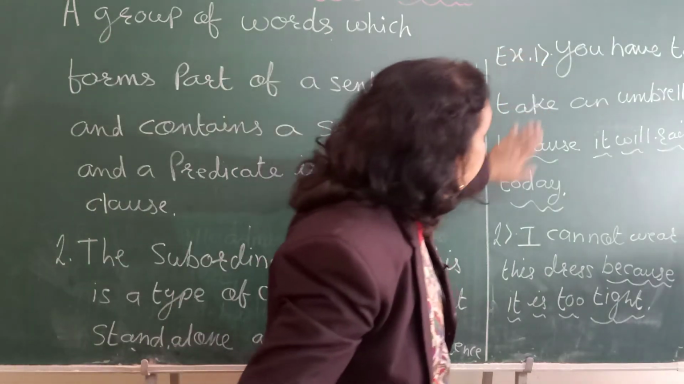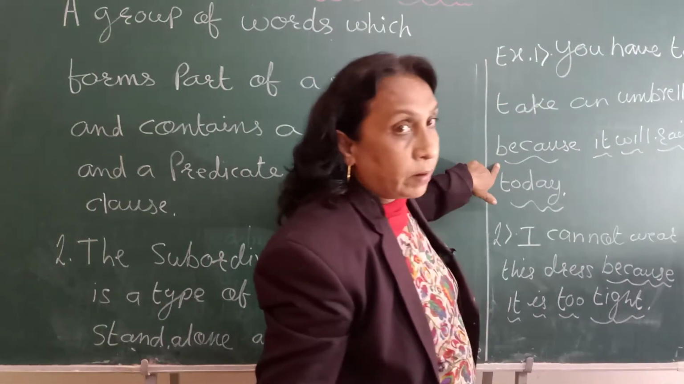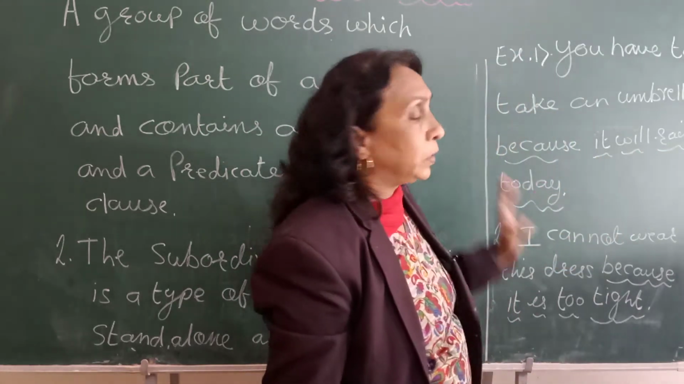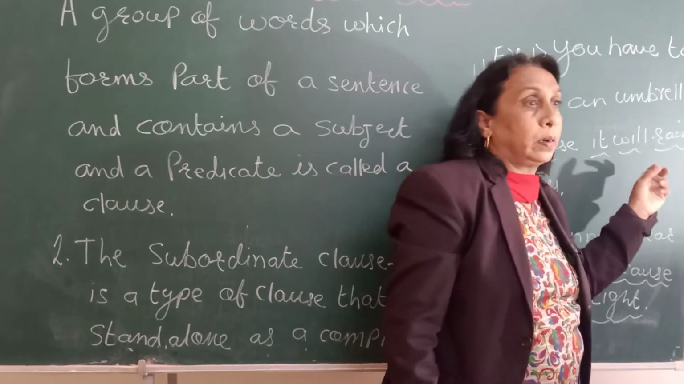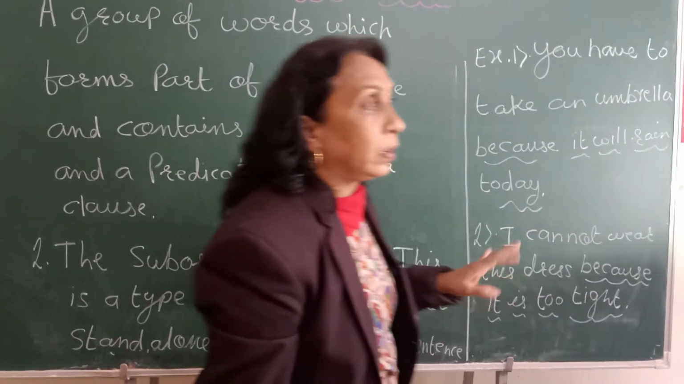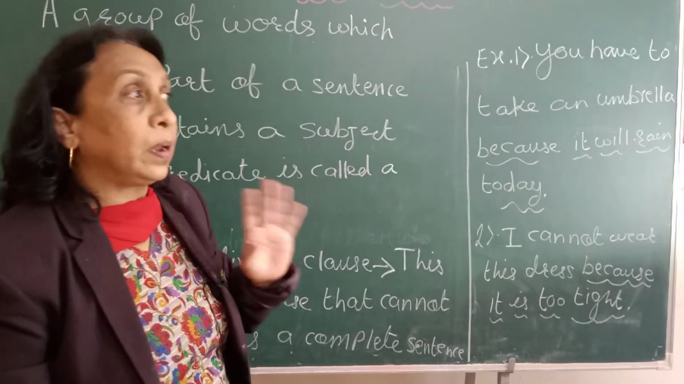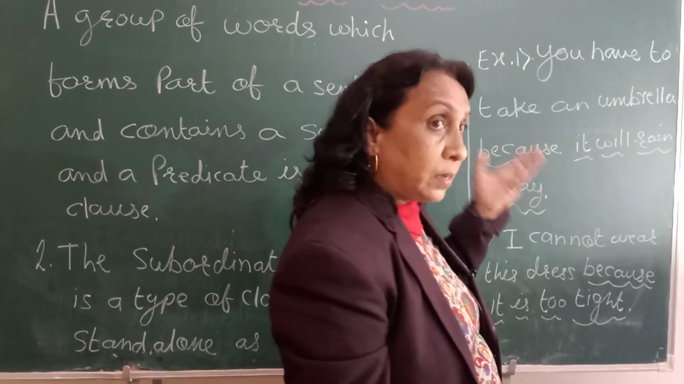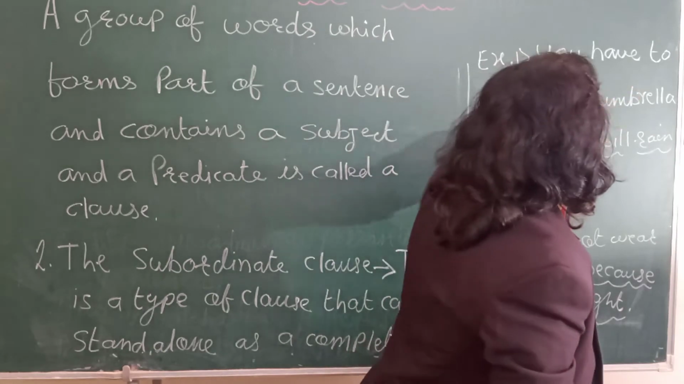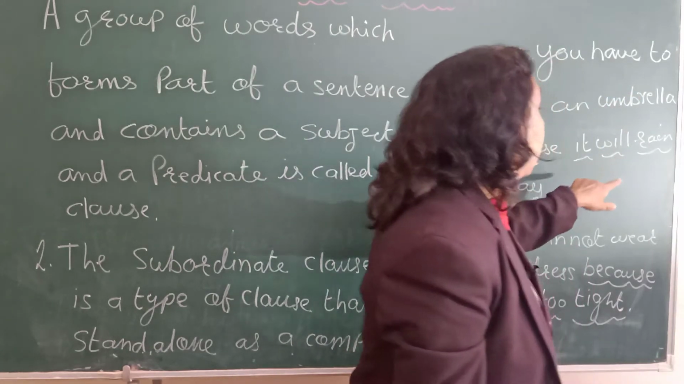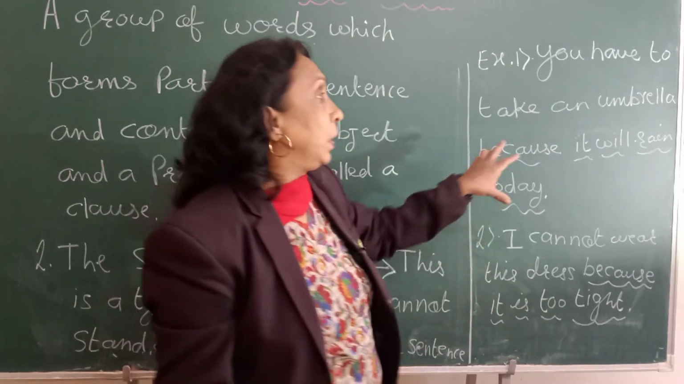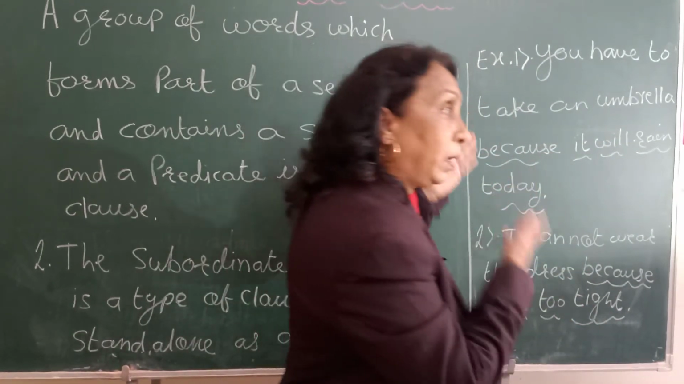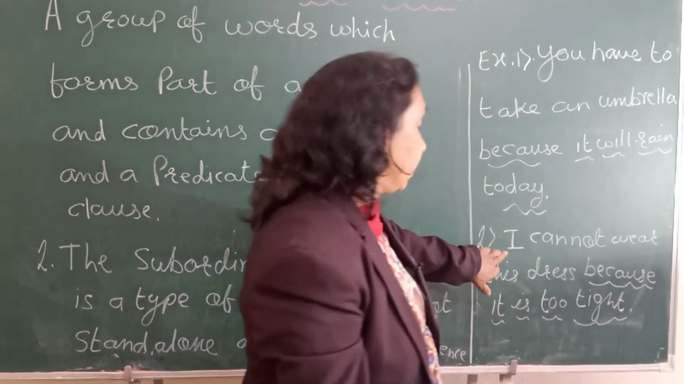Now look at the first example here. First look at this part which I have underlined: because it will rain today. If you write only this, because it will rain today, can you understand anything? No, you cannot. To understand the sentence, you have to take an umbrella because it will rain today. Because it will rain today, alone it cannot stand, so it has to take help. Understood?